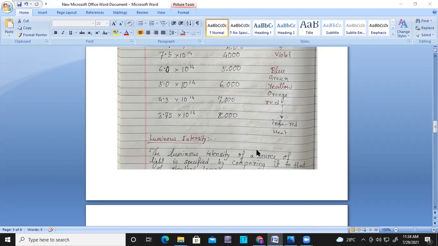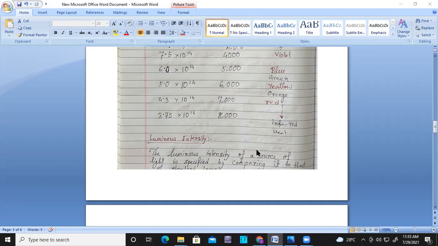So the luminous intensity of a source of light is specified by comparing it to that of the standard lamp. So what is the standard lamp? Actually, in USA, Britain, France, they have standardized a lamp. This specific lamp is made of a candle. That's why the one unit is there. This is the candle.